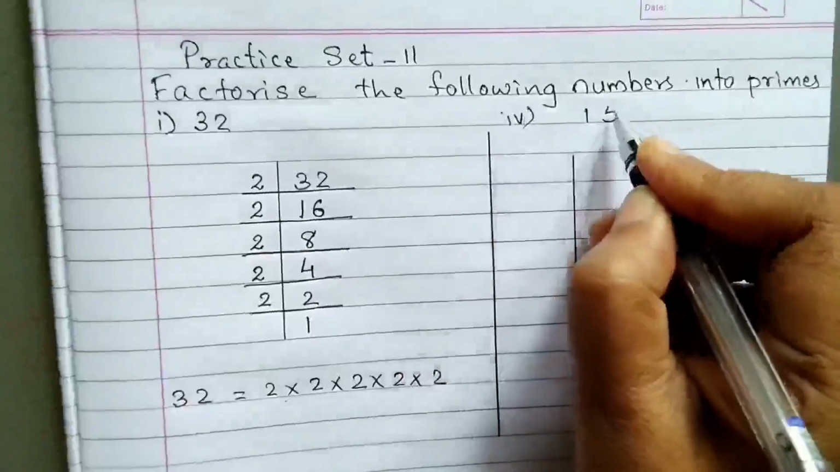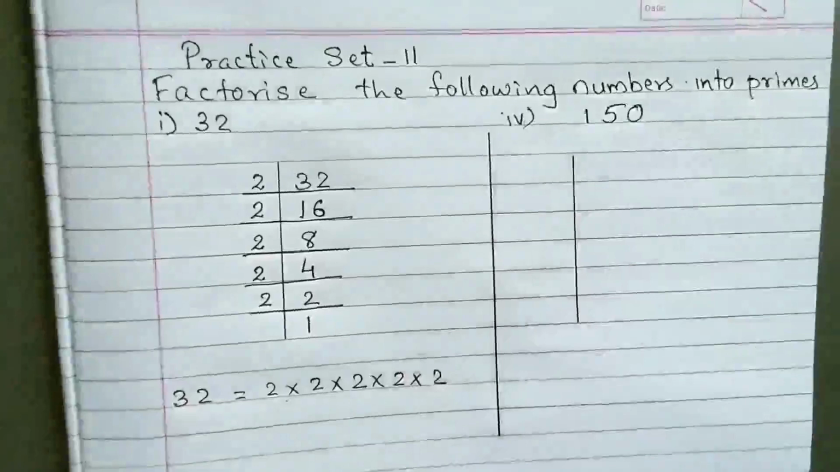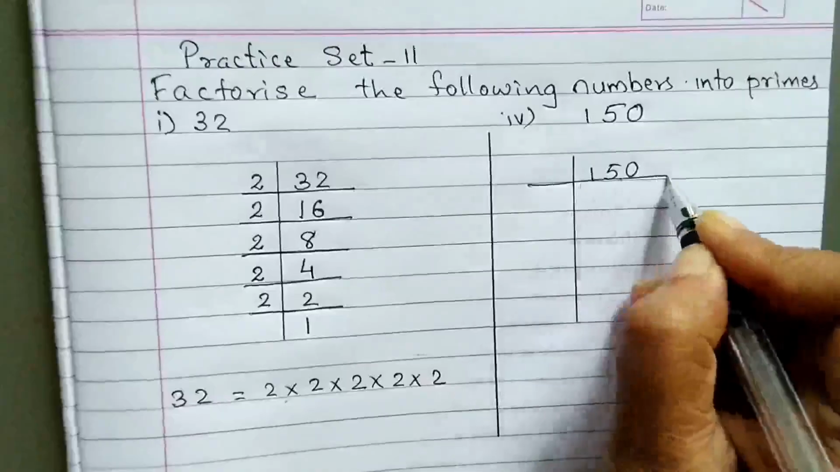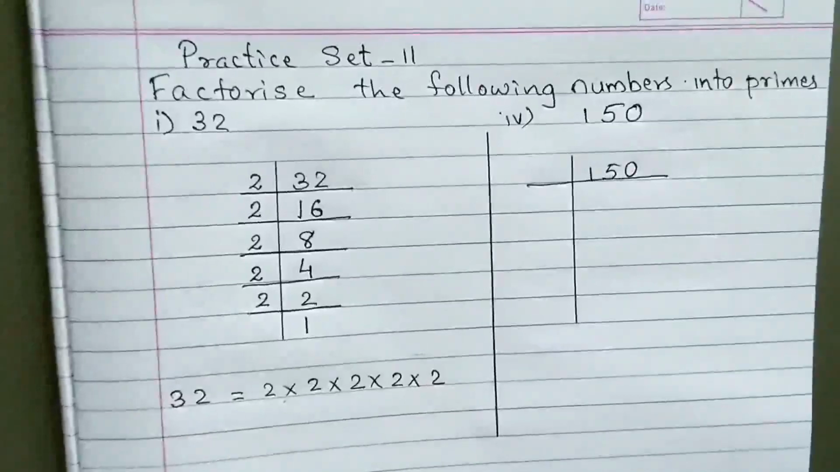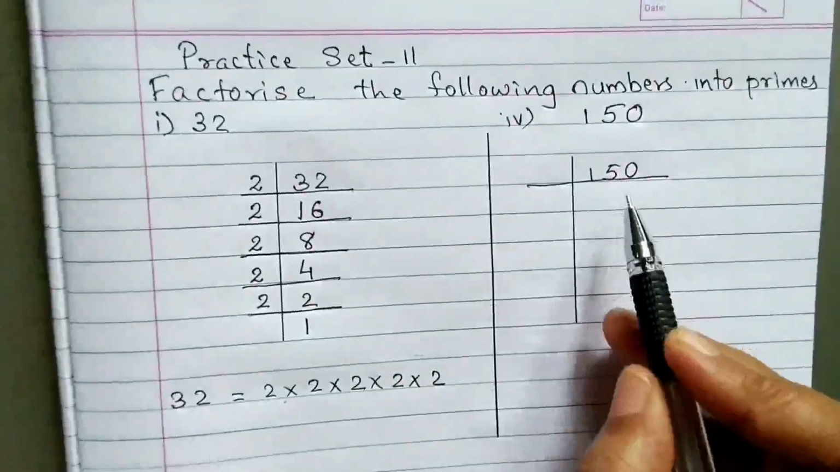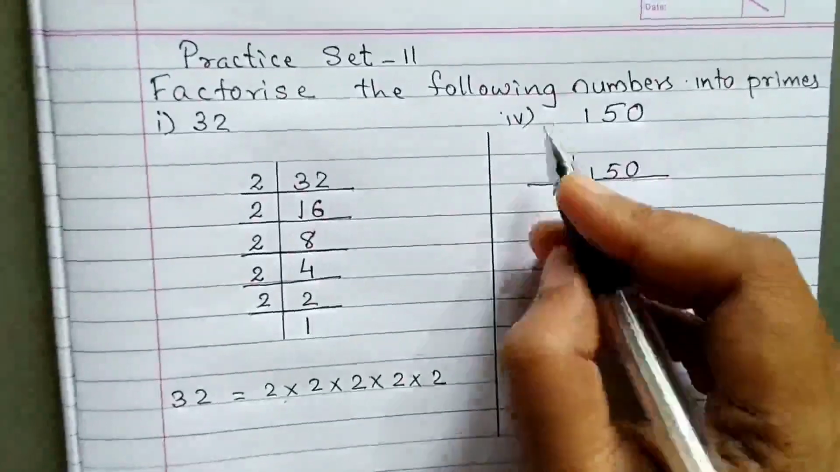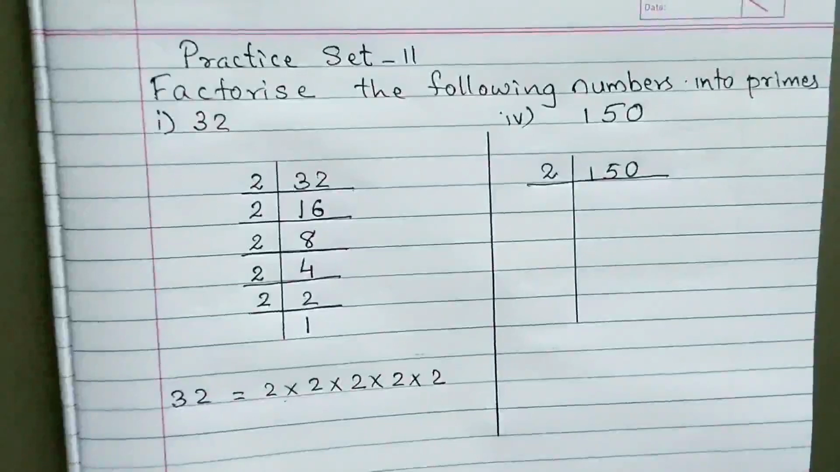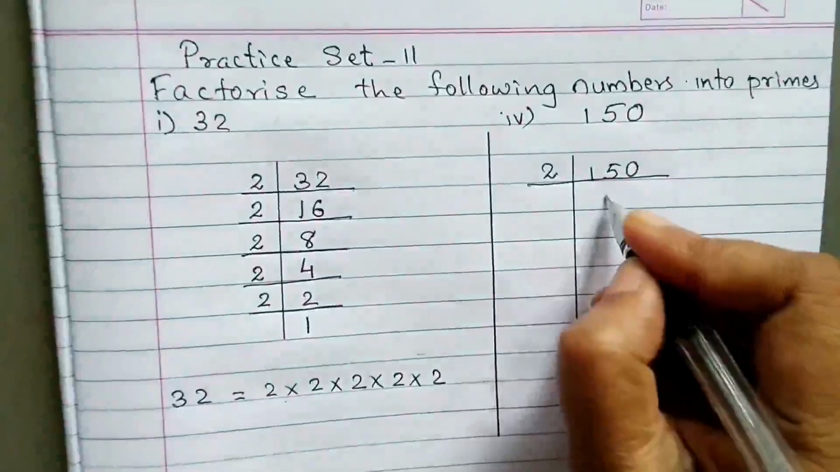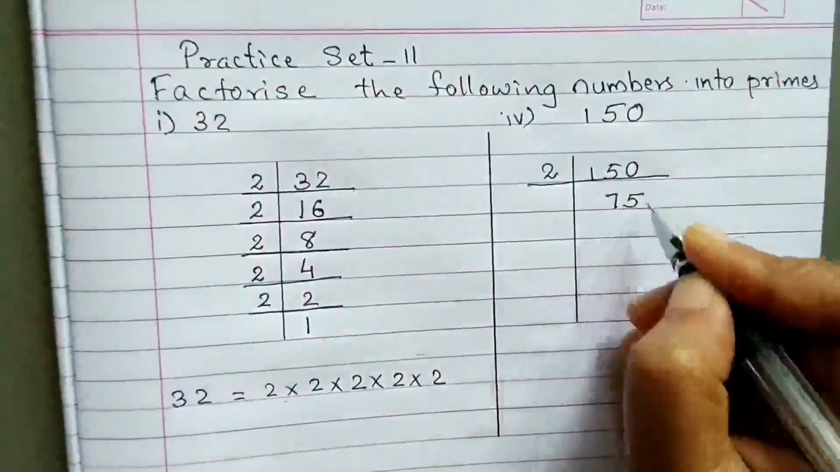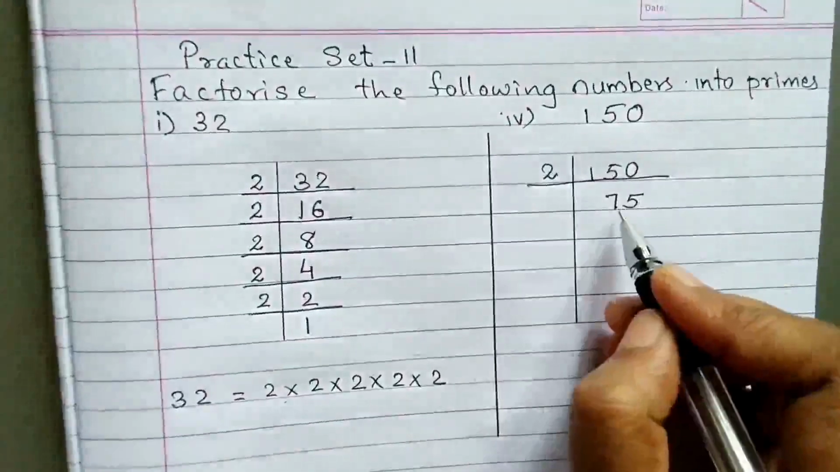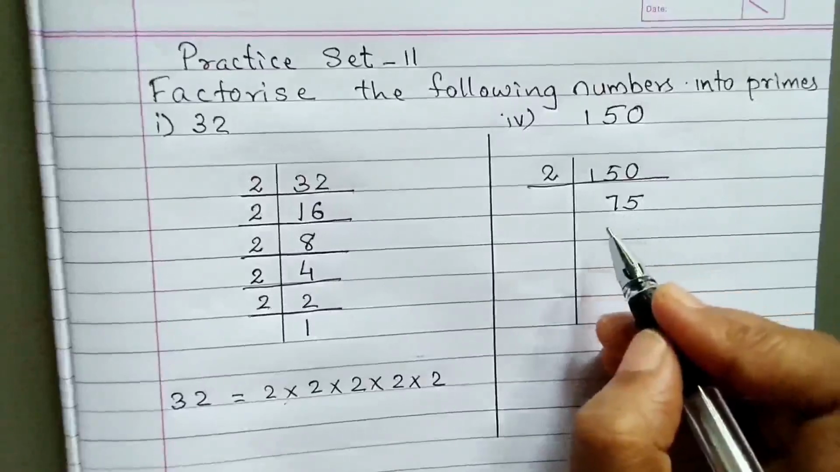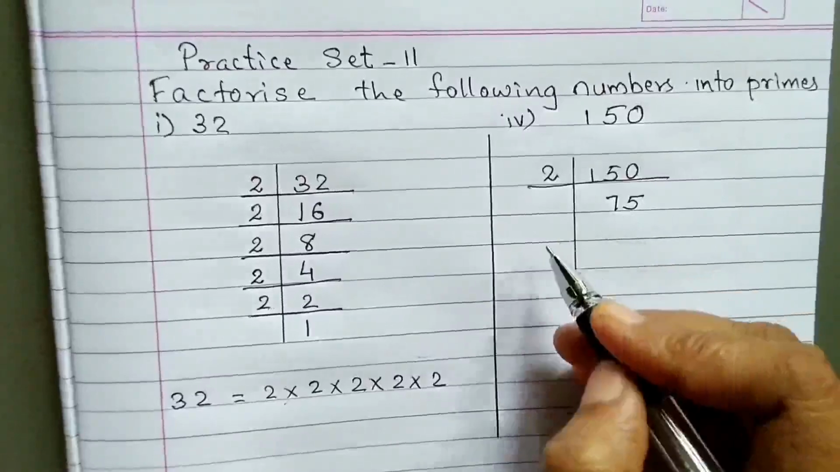The number is 150. Again you see that the number is divisible by 2 because it is ending in 0. So 2 how many times? Yes, divide and see. You will get 2 75 times is 150. Now this number 75 is an odd number, so it is not divisible by 2. So we will try with 3.